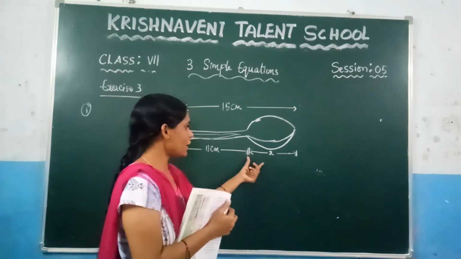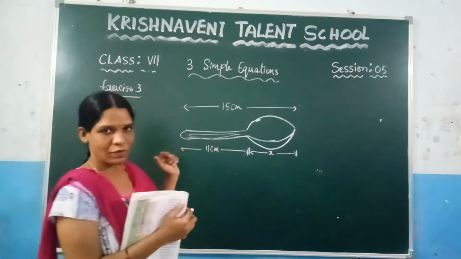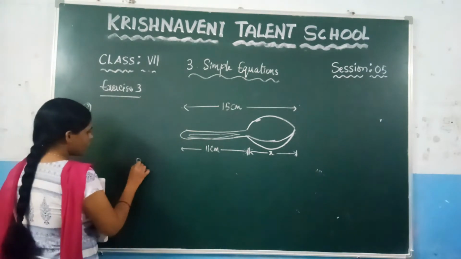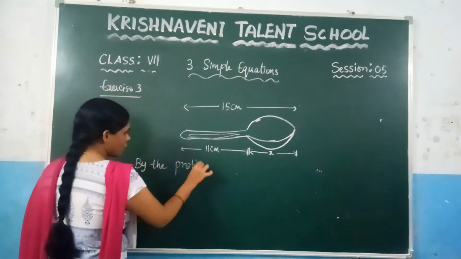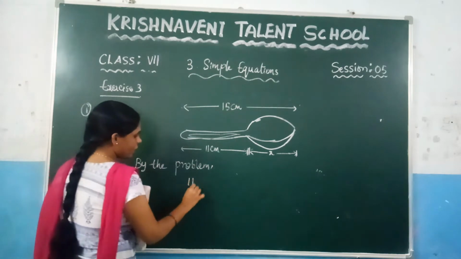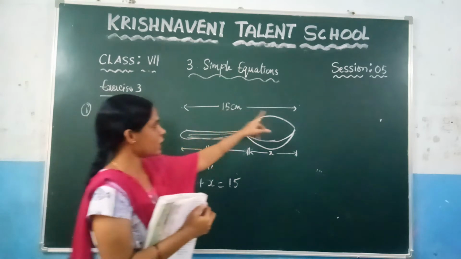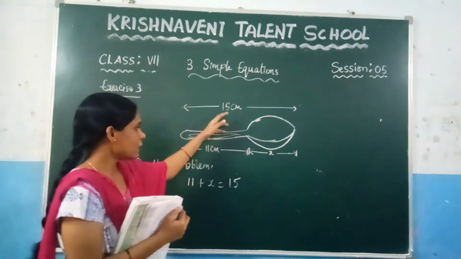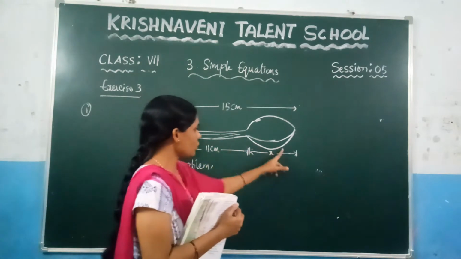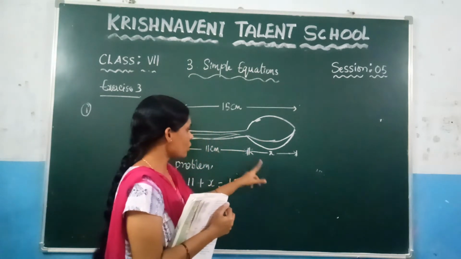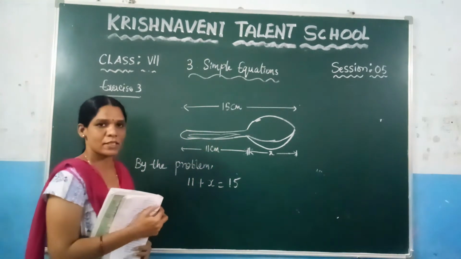If you add these lengths you will get the total length. So according to the question, these two lengths are equal. So you can write it by the problem: 11 plus x is equal to 15. They have given the total length of the spoon which is 15, and up to this the length is 11 and up to this the length is x. If you add them you get the total length, 15. So you will get 11 plus x is equal to 15.